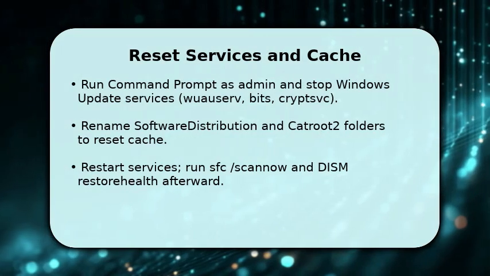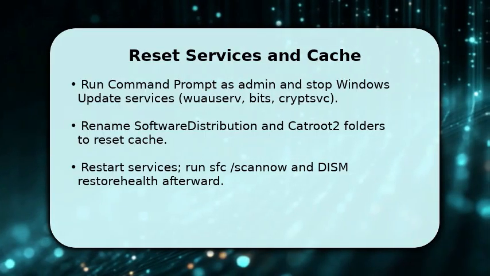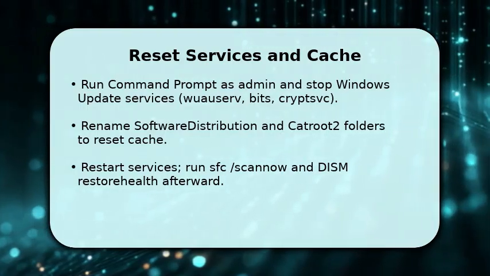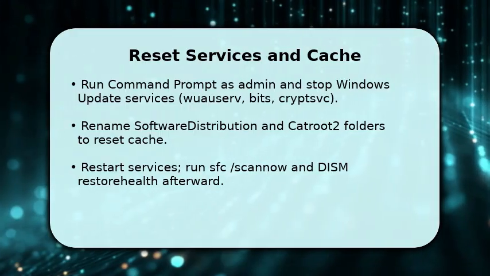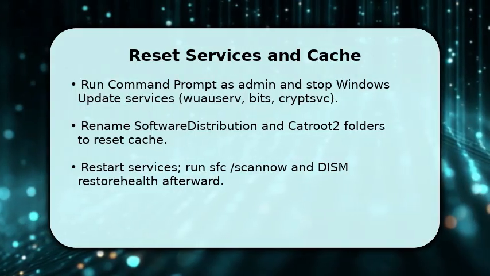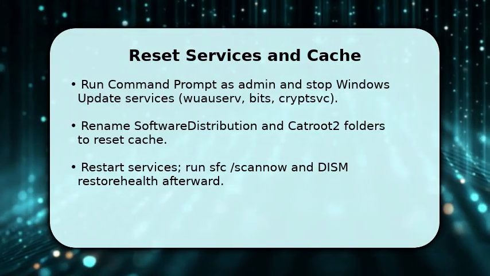This frees locked files. Then rename the SoftwareDistribution and catroot2 folders to old so Windows recreates them. After that, restart the same services and run sfc /scannow to detect corrupt system files. If issues persist, run DISM /online /cleanup-image /restorehealth to repair the image.